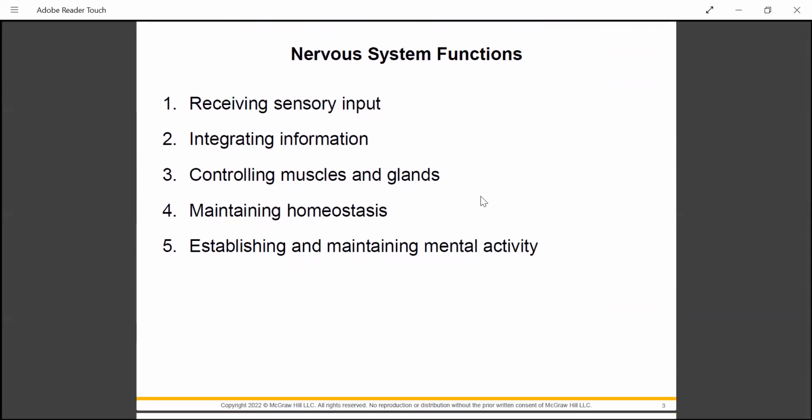So our nervous system functions. Its job is to receive sensory input. So we sense information first. We sense it in the periphery first. We send that to the brain and spinal cord to integrate that information. We also control muscles and glands. It has a role in helping us maintain homeostasis, or our balanced environment. And it also, of course, is important in establishing and maintaining mental activity.